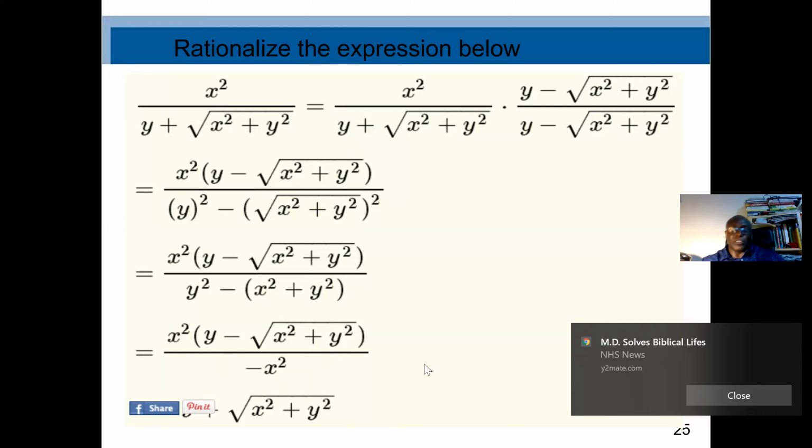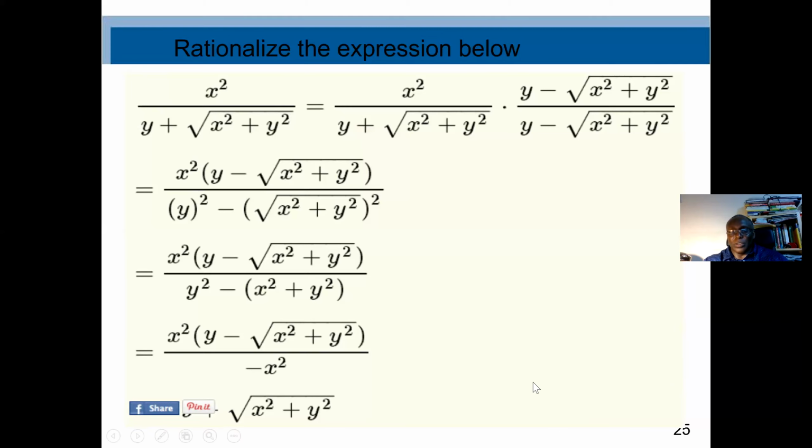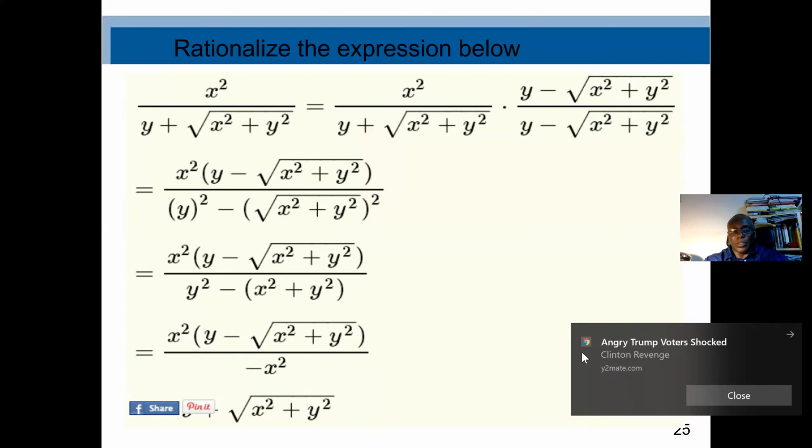So again, in this lecture, we went through what radical expressions are and also how to rationalize the denominator in algebraic expressions. So again, I wish everybody their best.